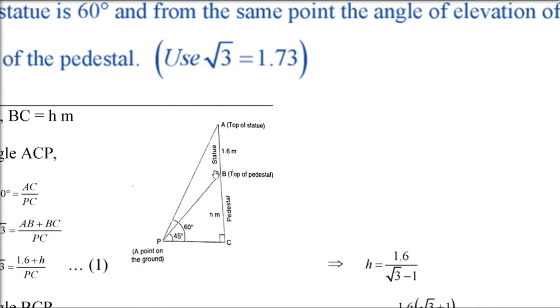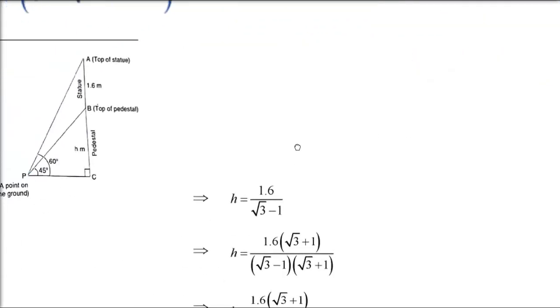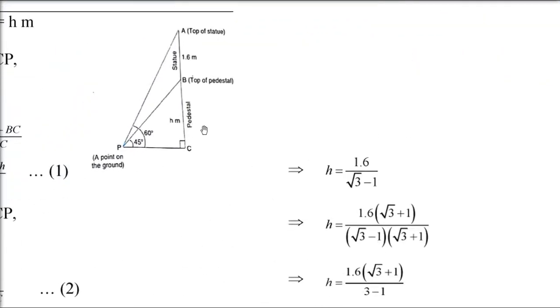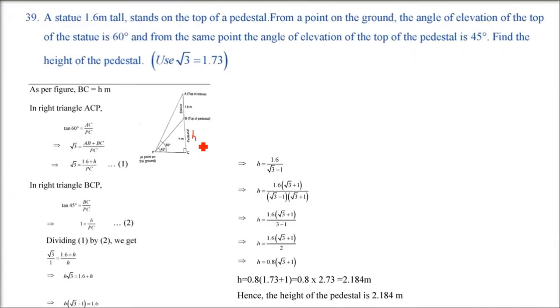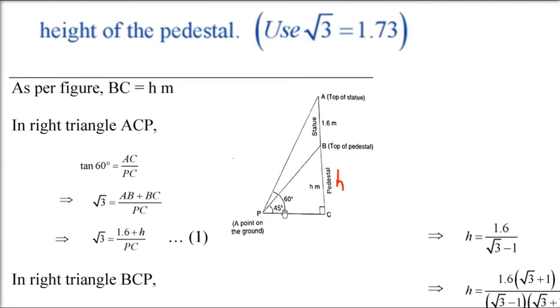Statue height is 1.6. Pedestal height we don't know. Let us assume it to be h. We need to find out the height of the pedestal only. So now there are two triangles. The bigger triangle let us take, that is APC.